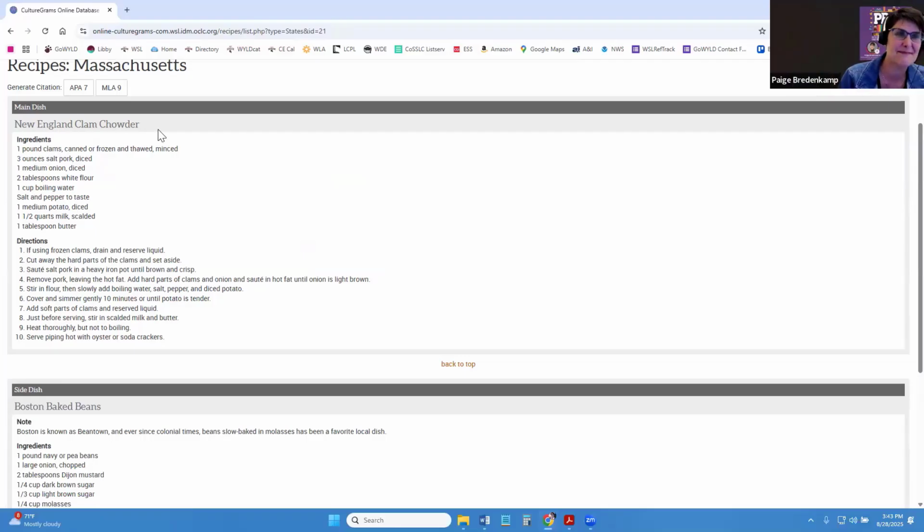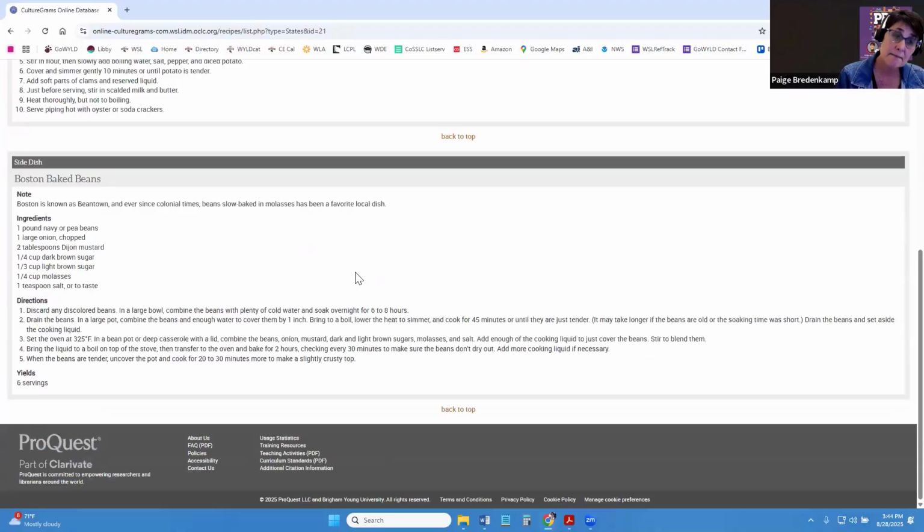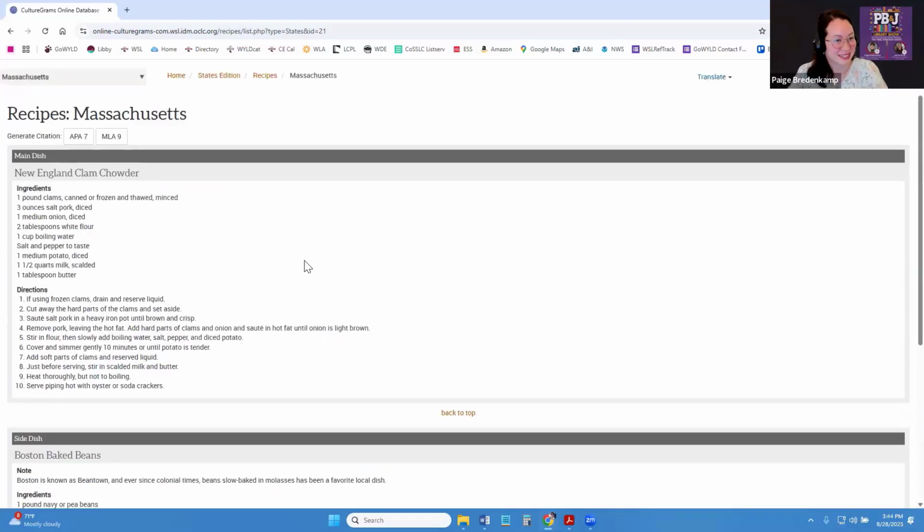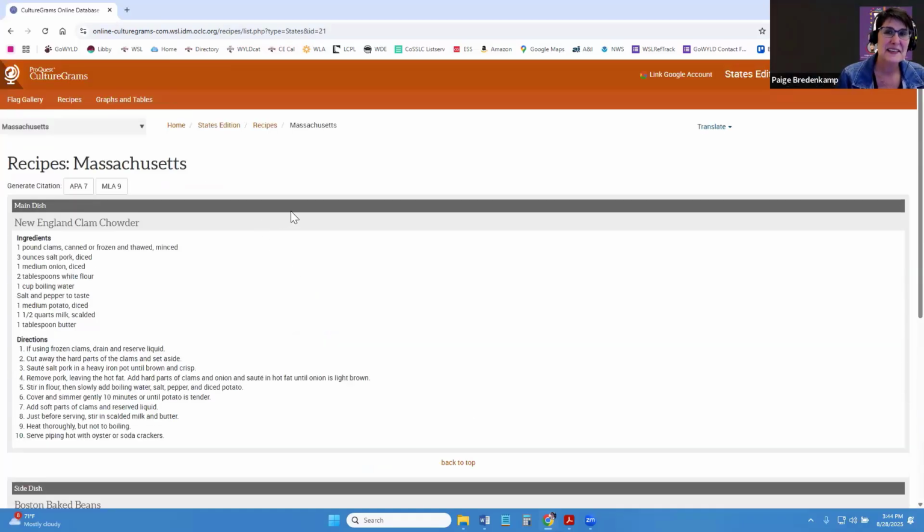So New England clam chowder. That is yummy. I also had some of that in Massachusetts, and it goes through all of the directions and what you need for clam chowder, and Boston baked beans. Who would have thought? Well, I guess Boston is known as Beantown, so that makes sense. Actually, one thing I did not have when I was in Boston. Missed out apparently, but now you can make it. I guess now I can, because you have the recipe. That is right. So that is recipes from Massachusetts.